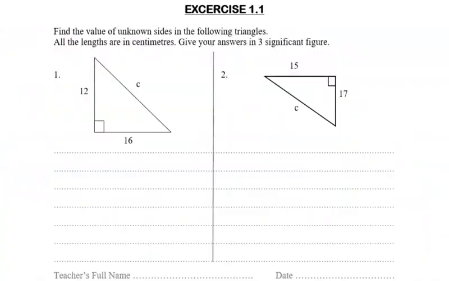Hi, this is Chapter 1. In this chapter we're going to be going over Pythagoras' theorem, trigonometry, a combination of both, and angle of elevation and depression. Here in exercise 1.1 we're going to be covering the basics of Pythagoras.